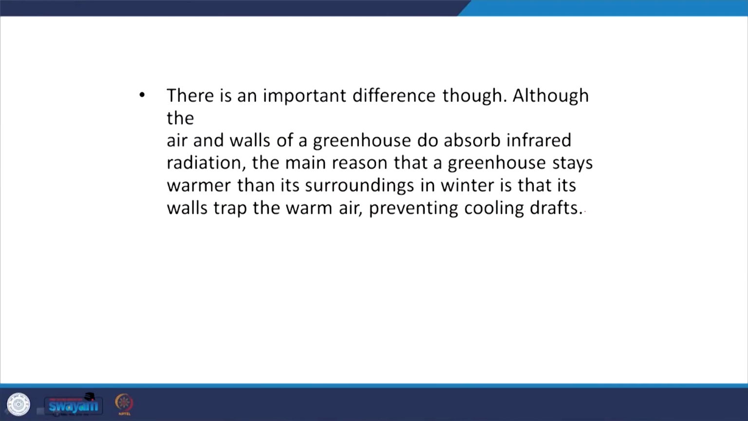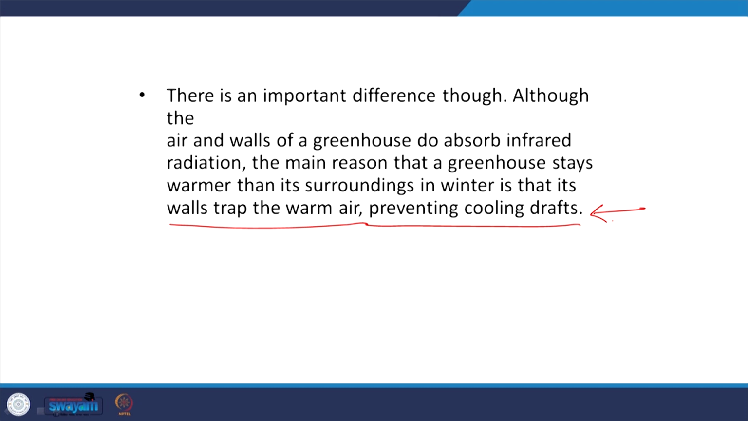There is an important difference, of course. Although the air and the walls of a greenhouse do not absorb the infrared radiation, the main reason that the greenhouse stays warmer than its surroundings in the winter is that its walls trap warm air, preventing cooling drafts. This is not there in the Earth system. The Earth system is an open system. You don't put walls so that the warm air doesn't go beyond a particular point. There are no physical barriers wherein you allow something and you don't allow something.